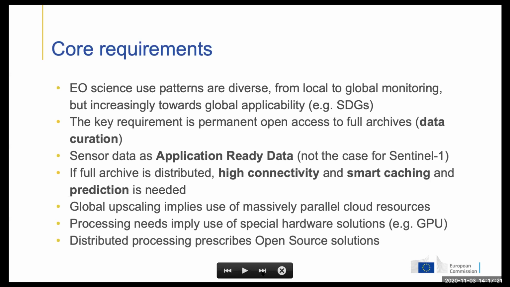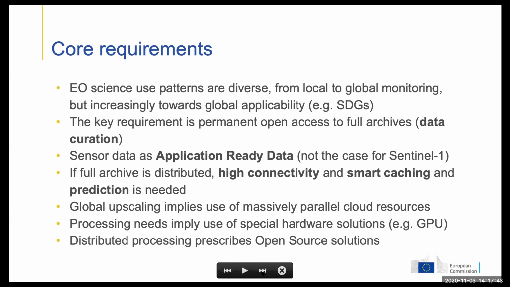The key requirement of this is, of course, to make sure that you have access to your historical data, so that all the data that has been collected until now is easily and openly available. And that is a huge data curation task that I think we have not really addressed to the right extent.